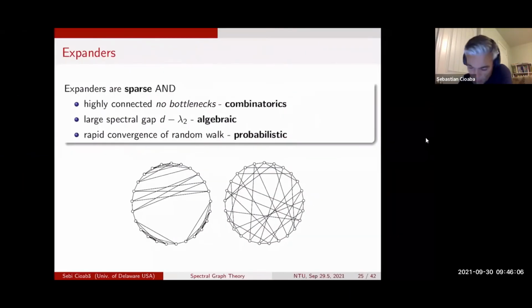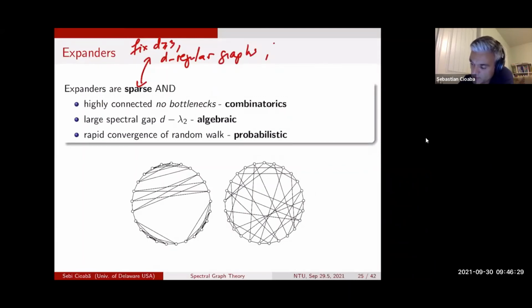Now, when you talk about expanders, there are 2 properties that they have, informally speaking. The first is sparse. Think about a degree of regularity, d, and an infinite family of d-regular graphs with the number of vertices growing large. That's sparse because the number of edges is linear in the number of vertices. And the other property can be expressed in 3 different languages.